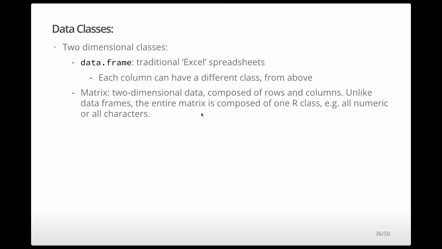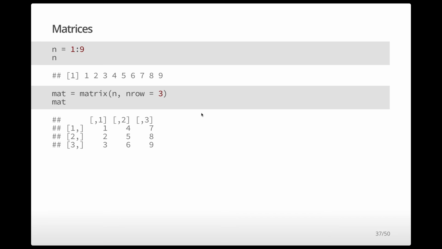And again, coercion will happen if you have a matrix that has all numbers in it and you add a column of characters, it'll turn that whole thing into characters. So the matrix function is one way you can actually create a matrix. So n is just a sequence from 1 to 9. mat is equal to the matrix where we put in that vector and we say the number of rows is 3, and then it adds in the data column-wise. Okay? So mat is a matrix.